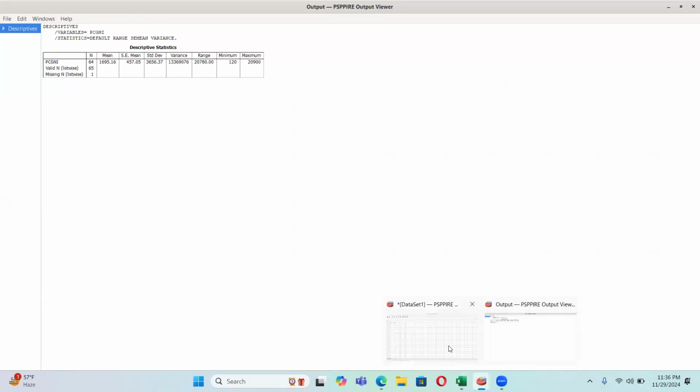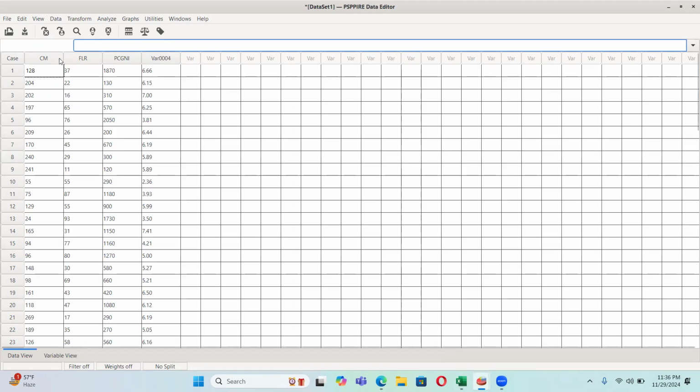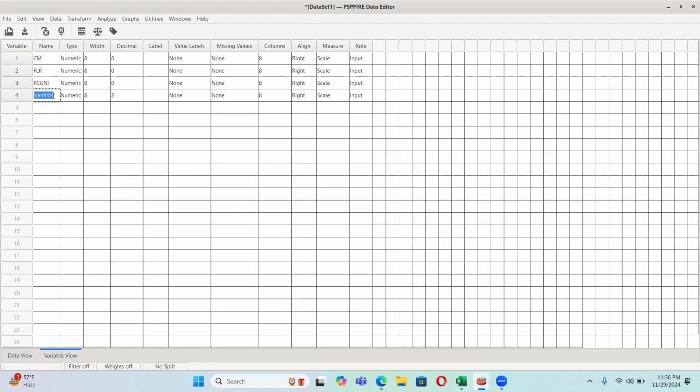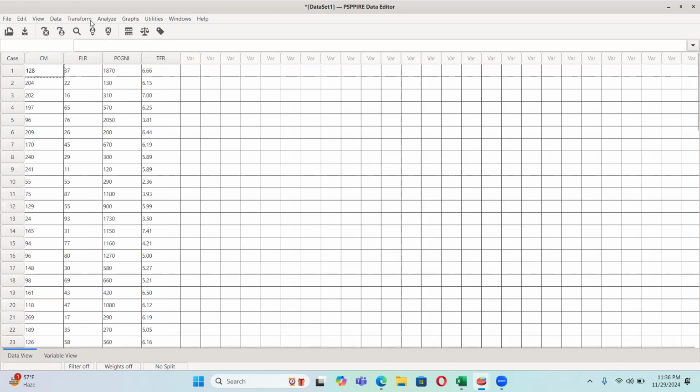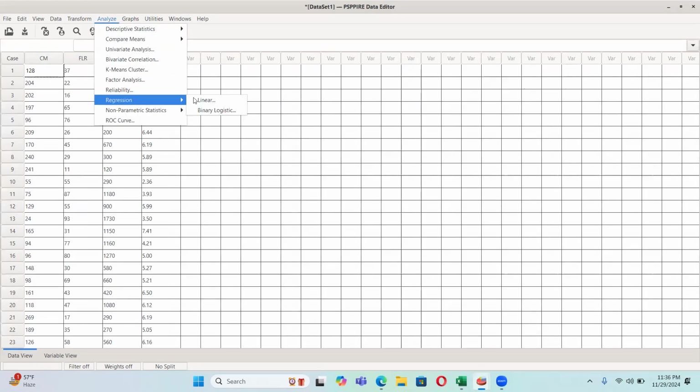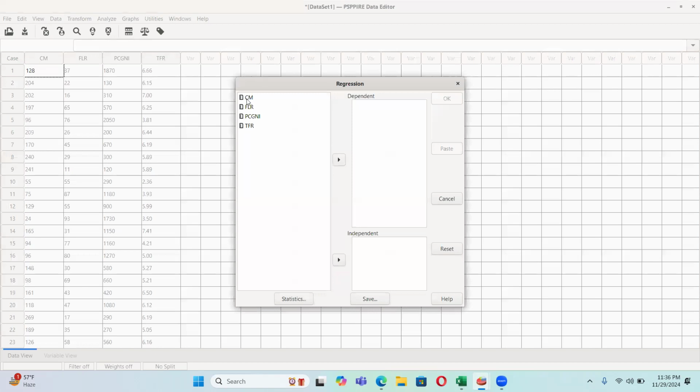Now, in this case, child mortality is the dependent variable, which is being influenced by female literacy rate, per capita national income, and variable 4, total fertility rate. Now, if you want to analyze, we select child mortality as the dependent variable, whereas female literacy rate, per capita income, and total fertility rate are the independent variables.